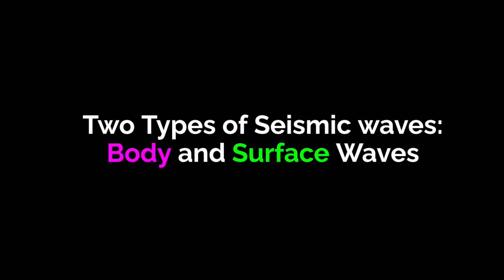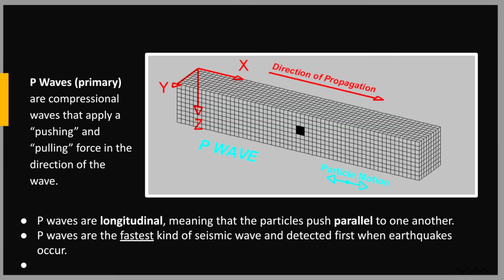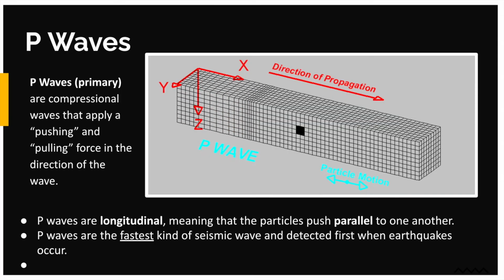So there are two types of seismic waves, which are body and surface waves. Of the body waves, one example is primary waves. These are compressional waves that apply a push and pull force in the direction of the wave. As you can see in the animation, they are longitudinal in nature and push parallel to one another. They are also the fastest kind of seismic wave and are usually detected first.